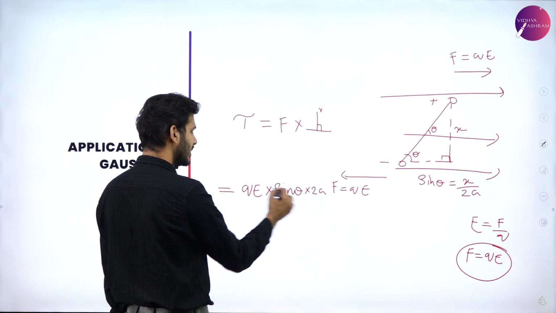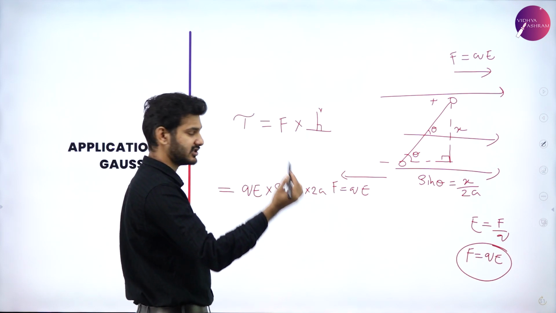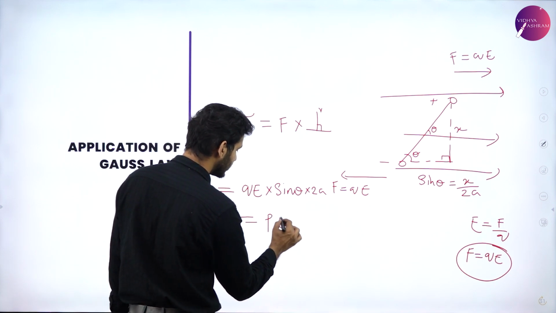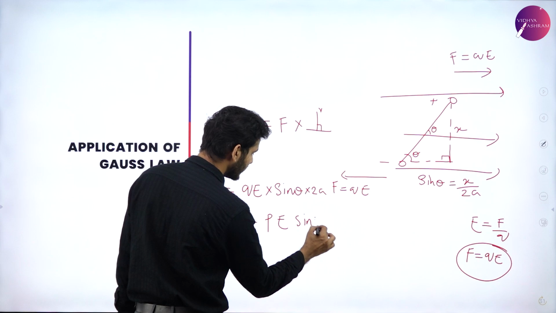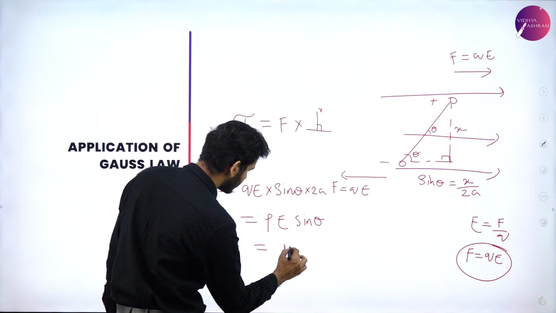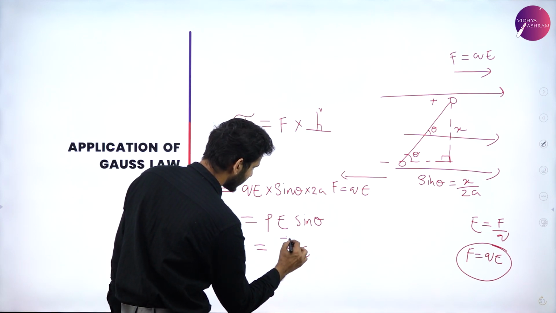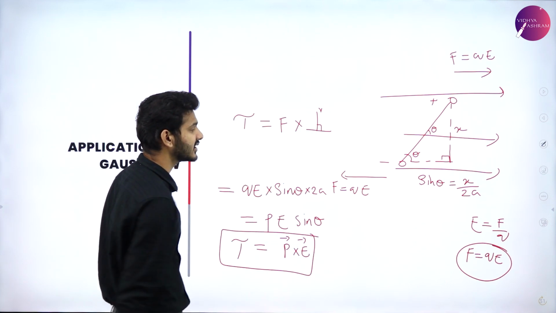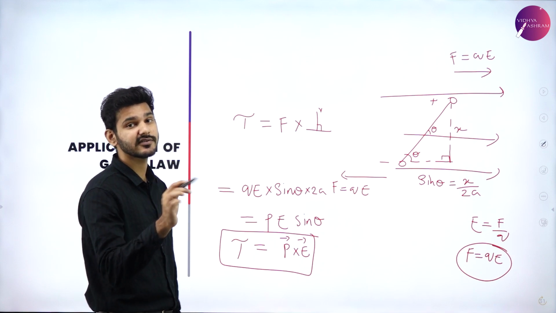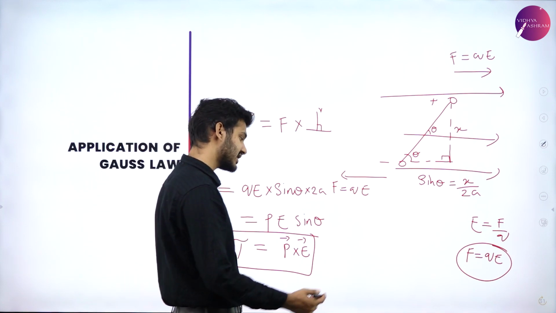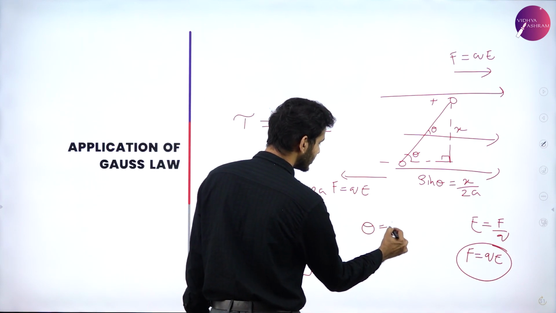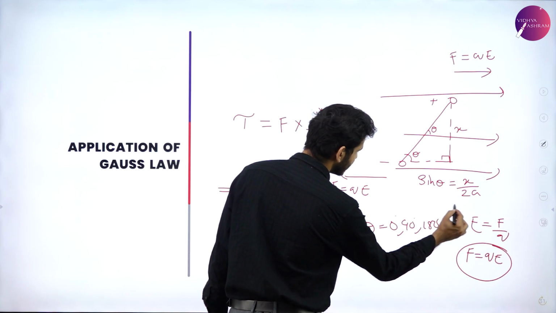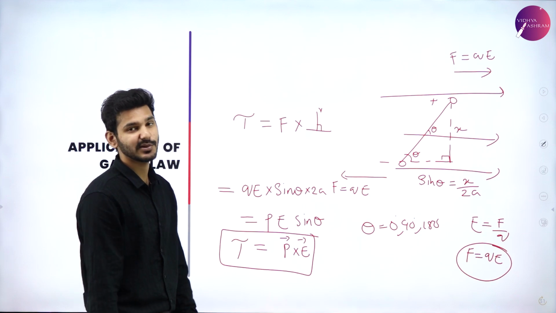And if we take this 2a and this q together, we will get the moment of the dipole, which is represented by the letter P, and that will be equal to PE sine theta, which can again be represented as P cross E. Both of these are vector quantities, and this will be the torque experienced by a dipole kept in a uniform electric field. And we discussed the special cases when theta is equal to 0 degrees, 90 degrees and 180 degrees. That is all about dipoles.